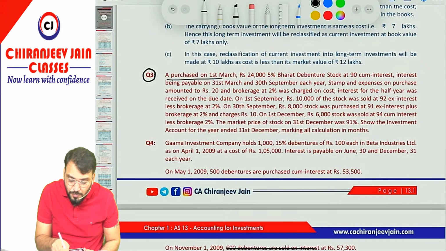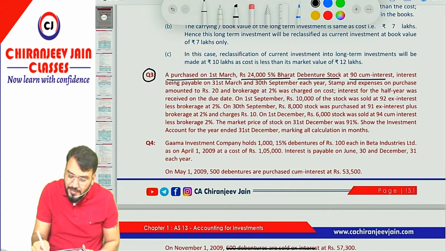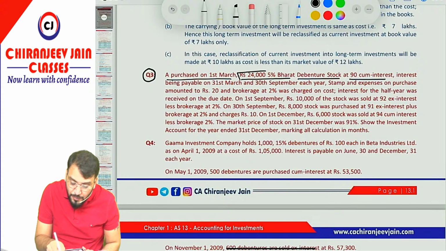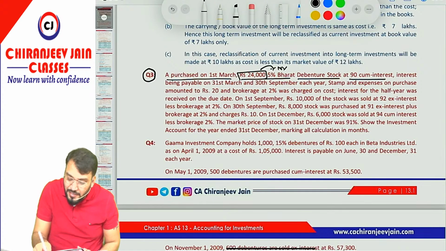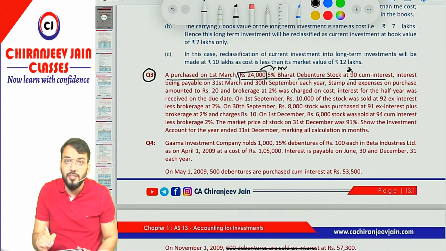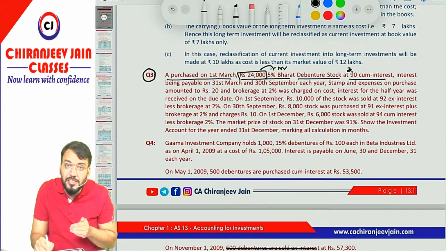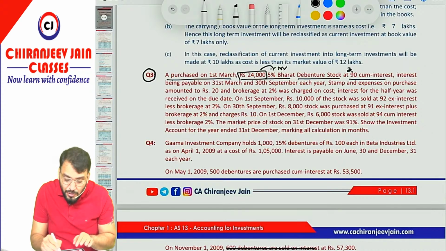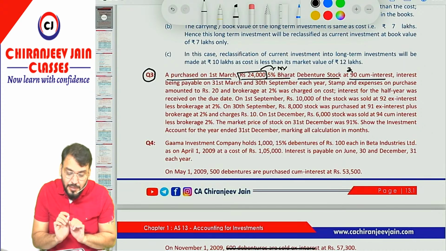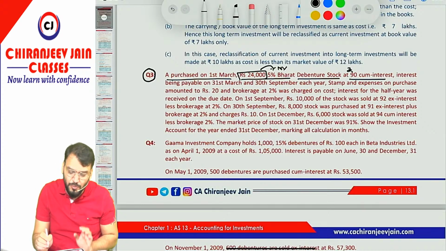A purchase on 1st March of rupees 24,000 5% Bharat debenture stock at 90 cum interest. This is the nominal value, and it is given at rupees 90 cum interest. Understood? It means when it is given at rupees 90 cum interest, for one debenture you are paying 90 rupees. You can see they have not given the face value of the debenture. So total nominal value is given, face value is not given, so we'll assume 100.